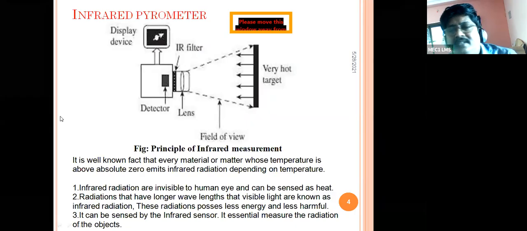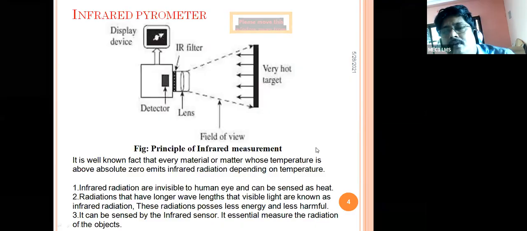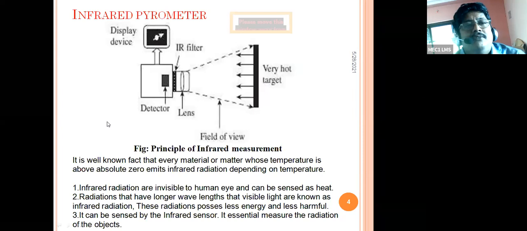One person, the lateral entry student, asked about this. So here in the infrared pyrometer, every material, every object, every body, every substance emits radiation, and that radiation exists at a temperature above absolute zero. Compulsorily, it emits infrared radiation.